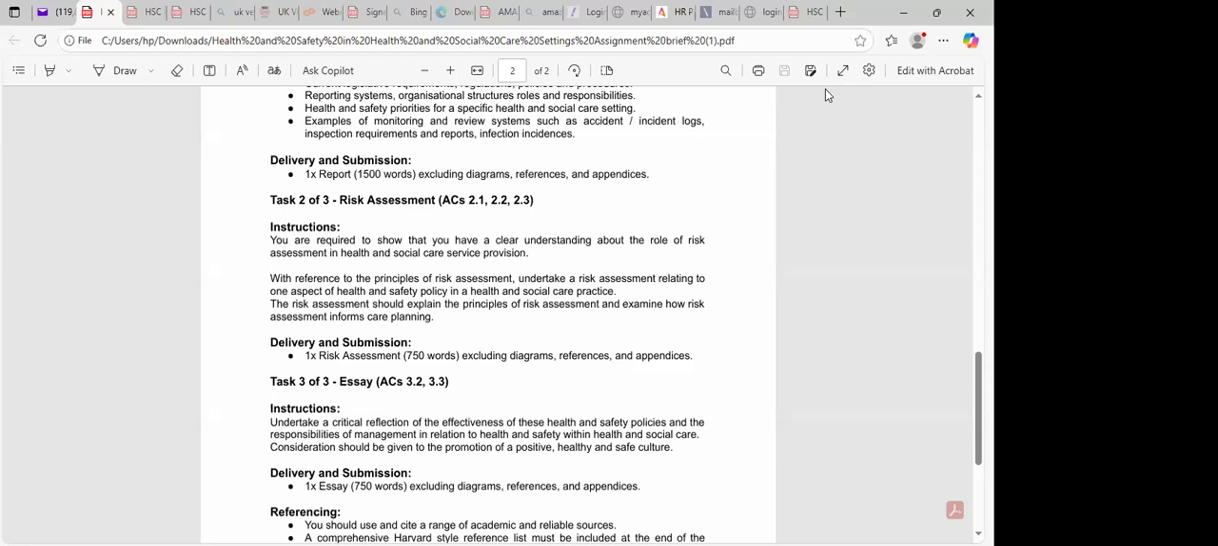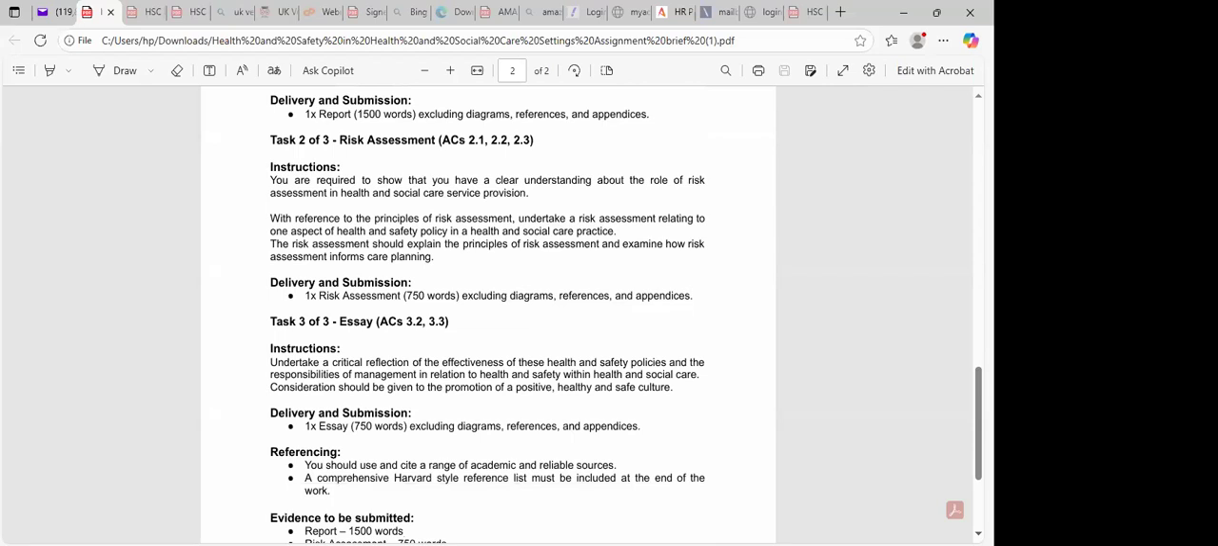Good, but my concern is, were you able to do a proper examination of how risk assessment informs care planning? You should explain the principles, but in addition explain how risk assessment informs care planning. Were you able to do a proper examination of that? Yes. And in examining how it informs care planning, what was your approach? The process of risk assessment does not produce the desired outcome independently. Therefore, it will be required to contribute efforts to developing and reviewing the individual care plan.